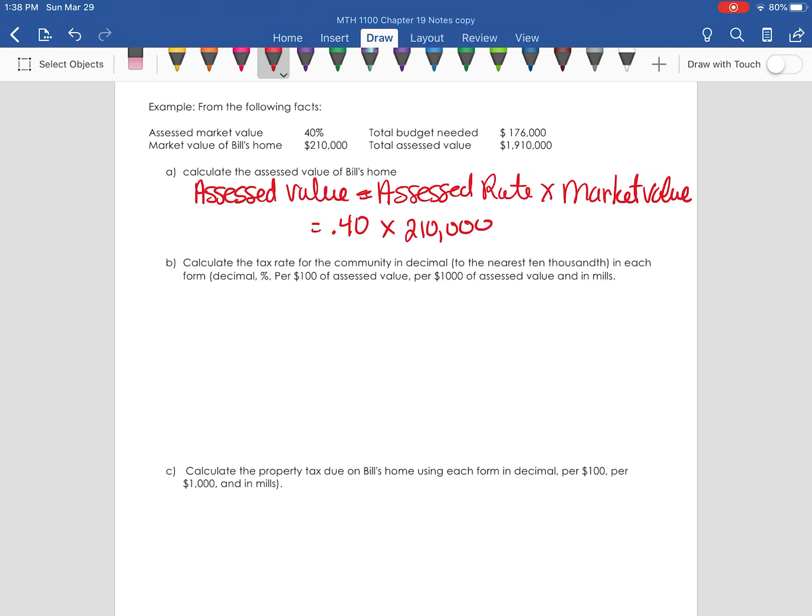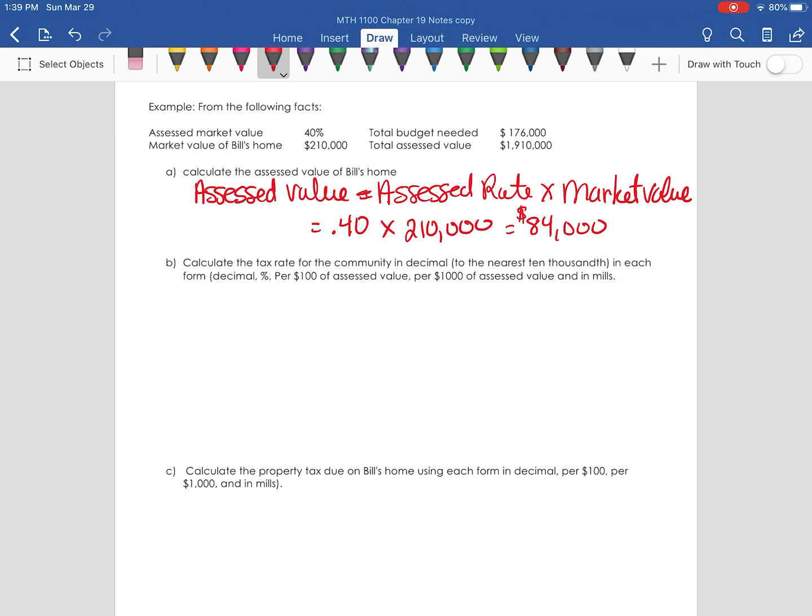So 210,000 times 0.40 gives us $84,000. So that's his assessed value on his home.